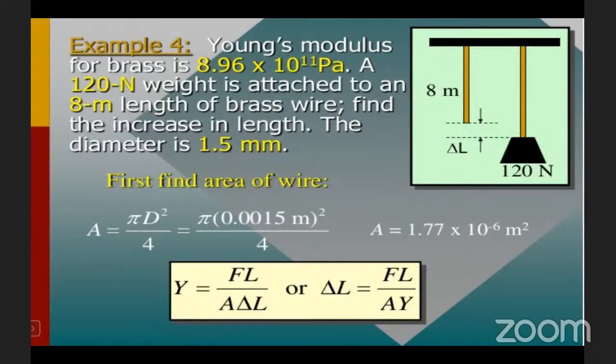So according to the Young modulus principle, Y equals FL by A del L, or del L equals FL by AY. Why are we taking del L? Because we are finding the increase in length; we are not assuming its value. What is the increase in length? Del L. According to the Young modulus, del L equals FL by AY.